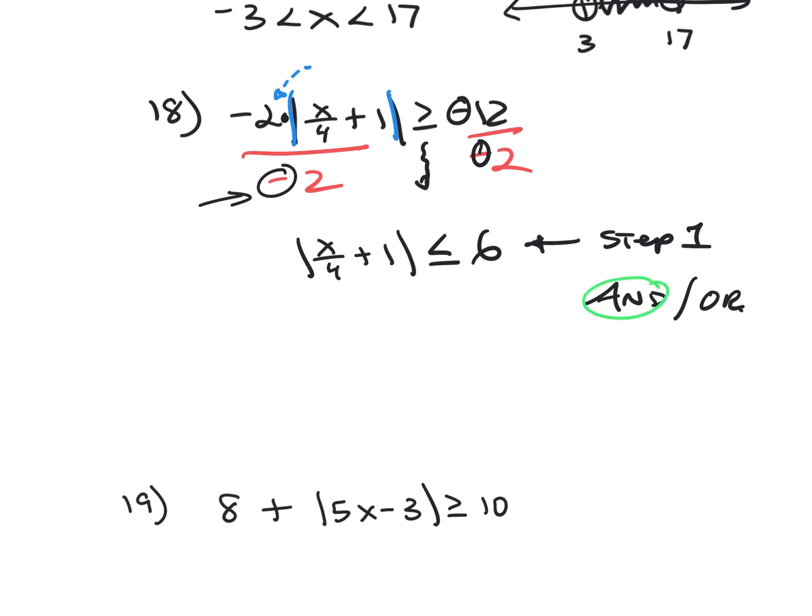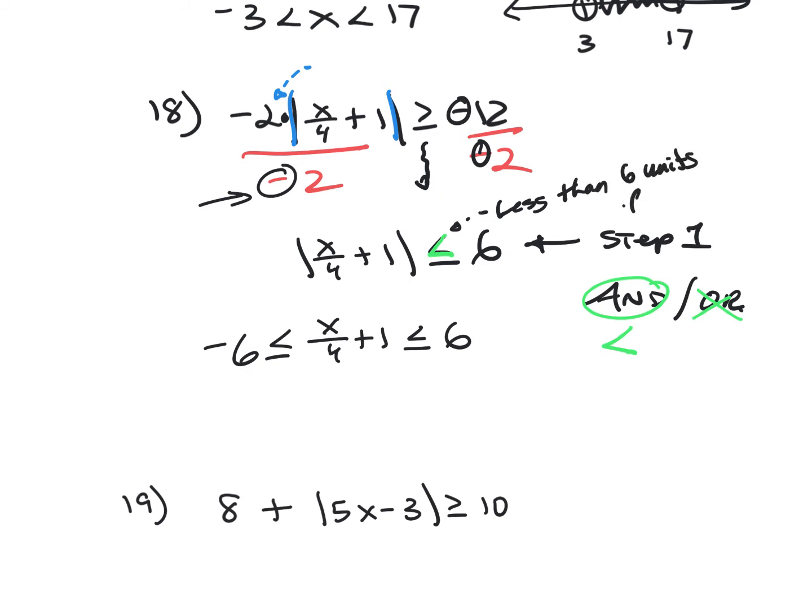It is an and because it is less than, so we should write a compound and because you have to be less than 6 units from 0. That means that x divided by 4 plus 1 has to be between 6 and -6 if you're going to be less than 6 units from 0. Or you can be on 6, right?